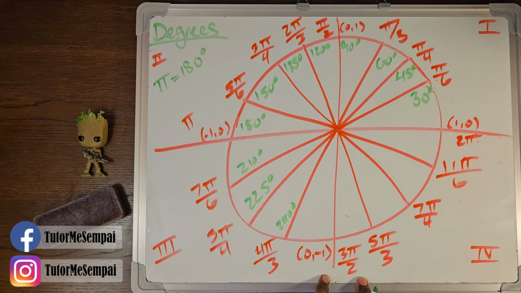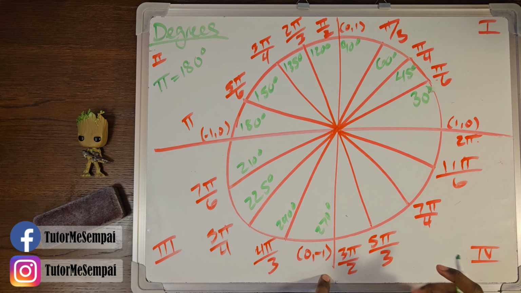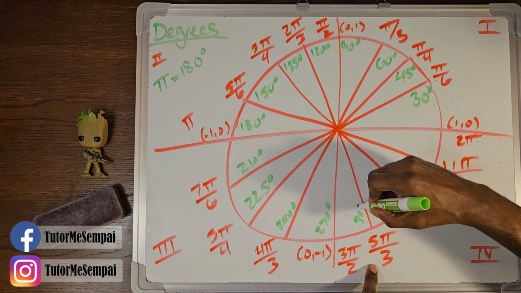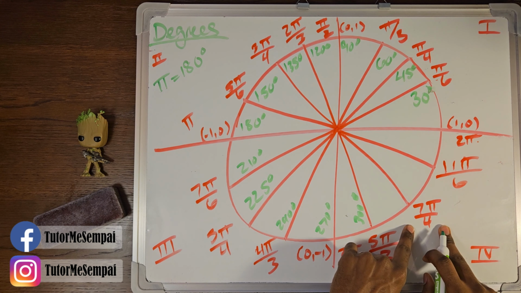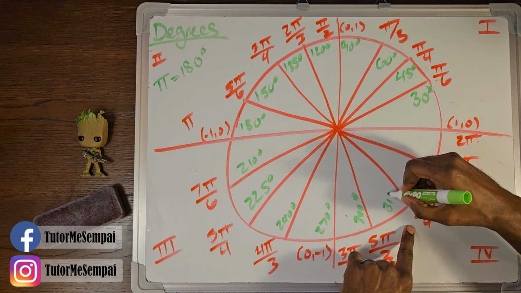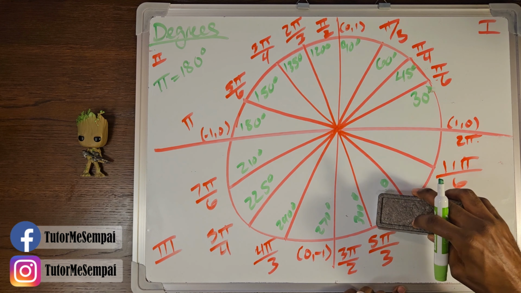3 times 180 divided by 2, 270 degrees. 5 times 180 divided by 3. This was going to be 300 degrees. 7 times 180 divided by 4. This is going to be 315 degrees. 315. It's kind of hard to read these now.